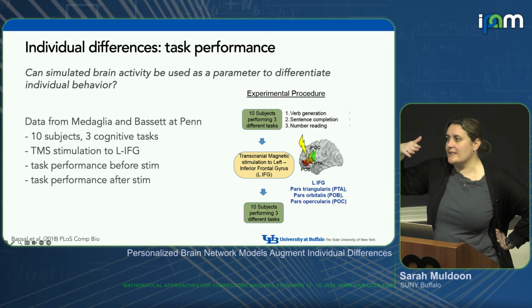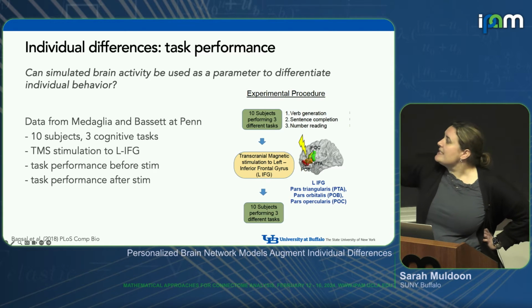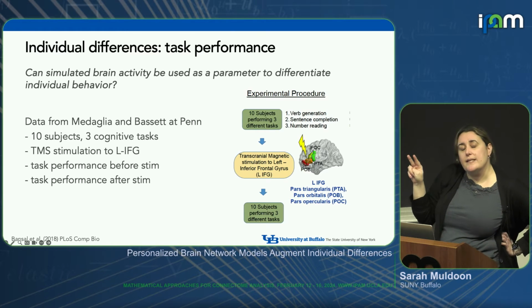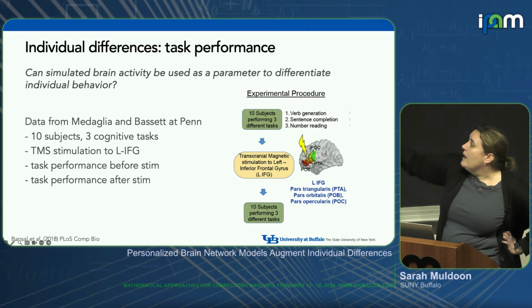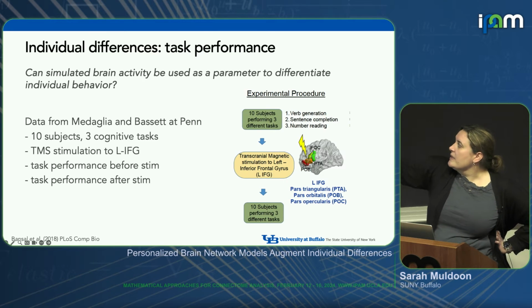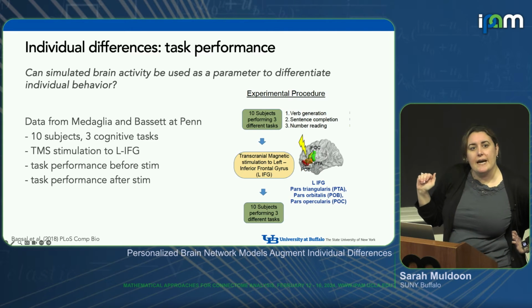And this is one of the reasons that when we first did this, we didn't even try to fit to actual brain data, because we didn't have any. All we had was the outcome of these tasks. They did three tasks: a verb generation task, a sentence completion task, and a number reading task. And then they would stimulate the left inferior frontal gyrus because they thought that this region was associated with the tasks, and then they would have them do the tasks again. Today I'm not really going to talk about what happens after this, because the answer is I don't have a good answer for you. So we're just going to look at their structural connectivity and ask: can we predict how they perform on these tasks?